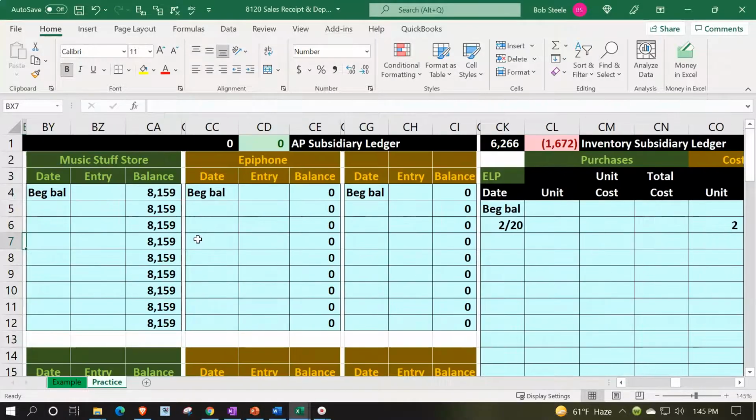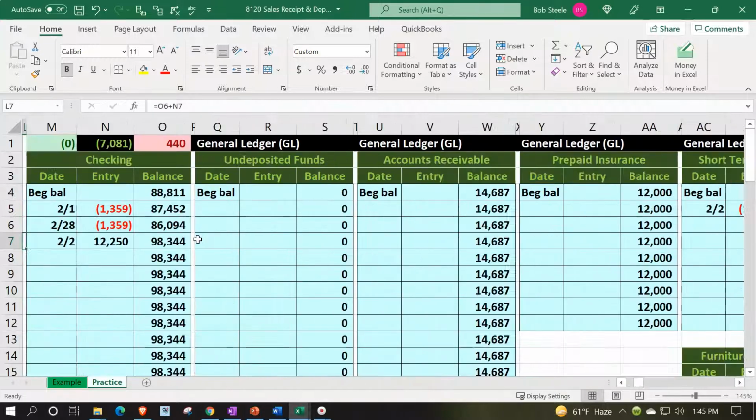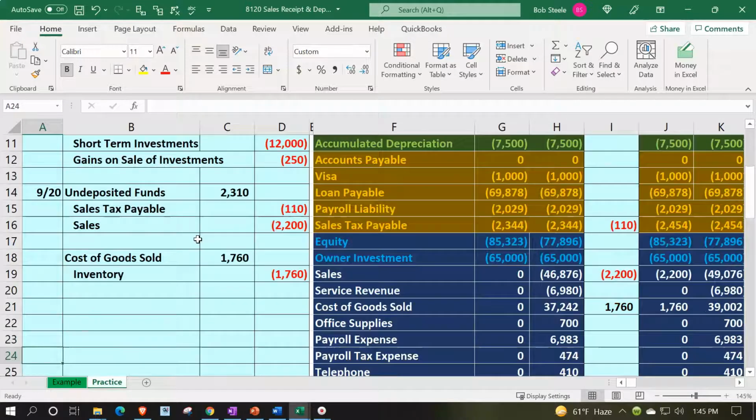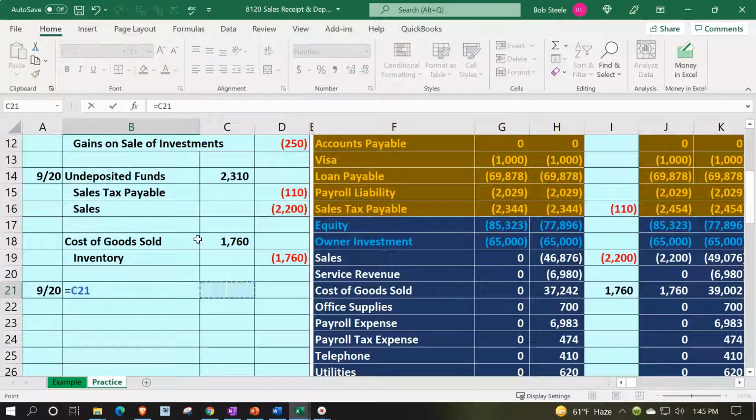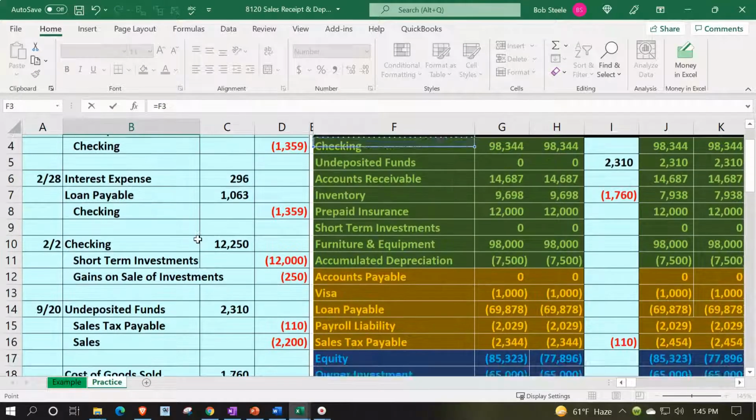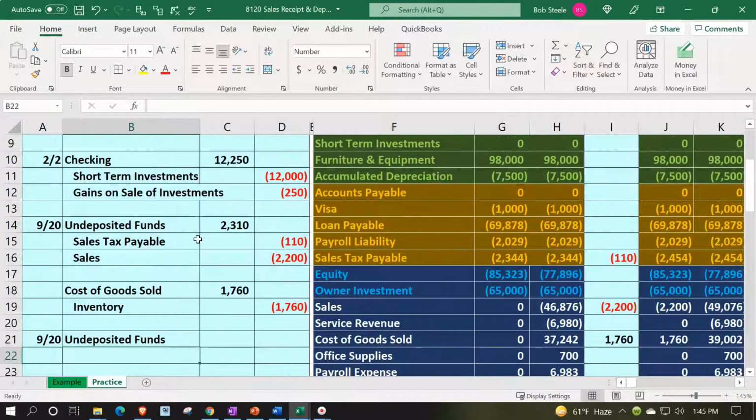This would be like a sales receipt, going all the way to the left type of form if you were using like a QuickBooks type of software or something like that. Same thing that we did last time. 920, same accounts. I'm going to say undeposited funds goes up because we're getting paid in some way, shape, or form, cash or credit card or something.